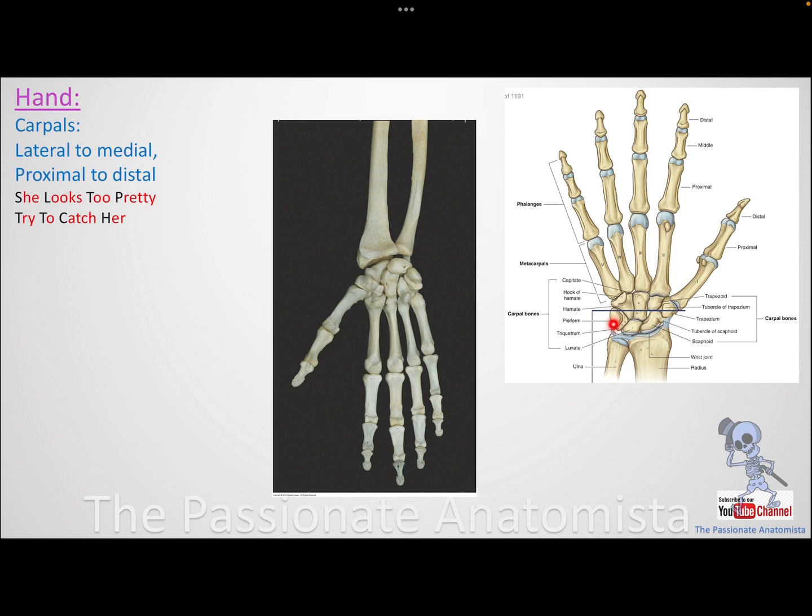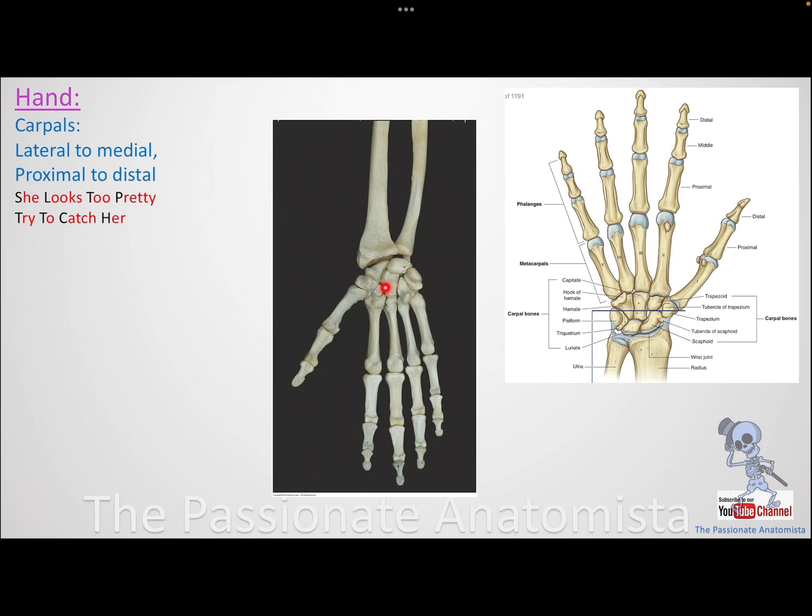If you look at the dorsum of the hand, it's difficult to see the pisiform. You cannot see it from the back of your hand. You can even feel it bulging in your hand right now. If you try to touch medially your carpus, you will find a bone that is bulging up. This is your pisiform, okay? So she looks too pretty, all right? So scaphoid, lunate, and then triquetrum, pisiform. So this is the first row.